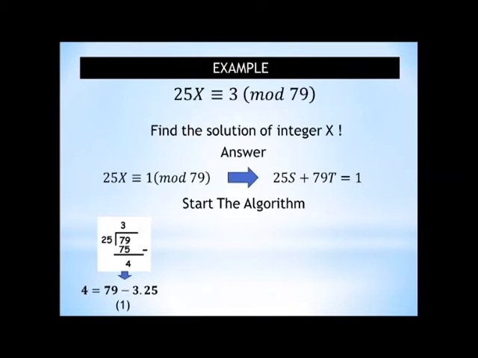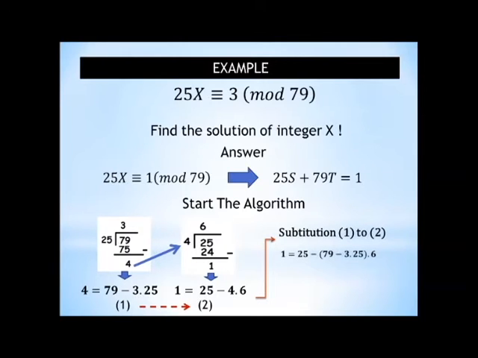Second, we divide again 25 by 4. The result is 6, and the remainder is 1. We just stop here because the remainder is 1. So, from this divisibility, it gives 1 equal to 25 minus 4 times 6. Now we just substitute equation 1 into equation 2.